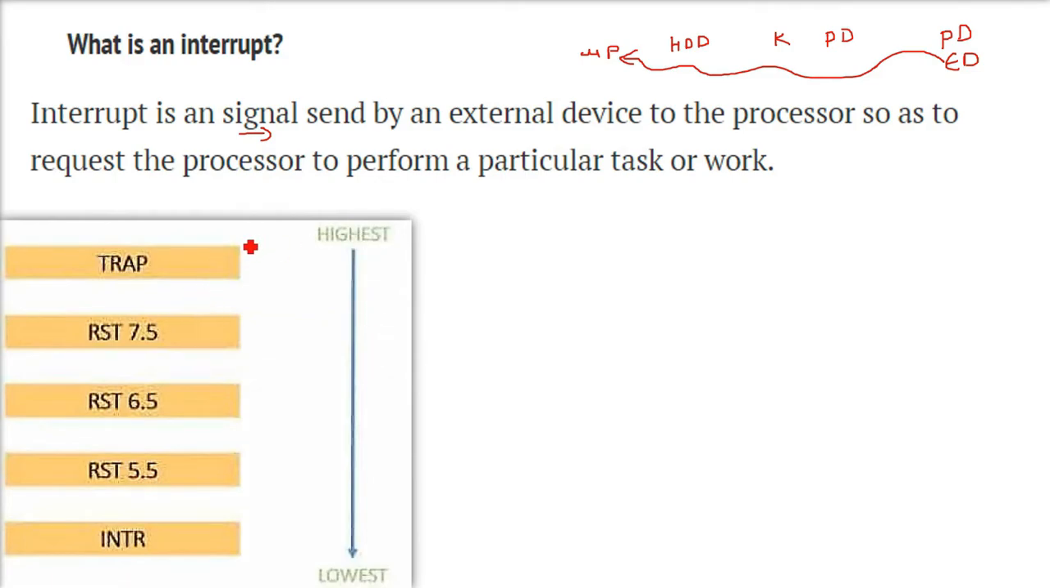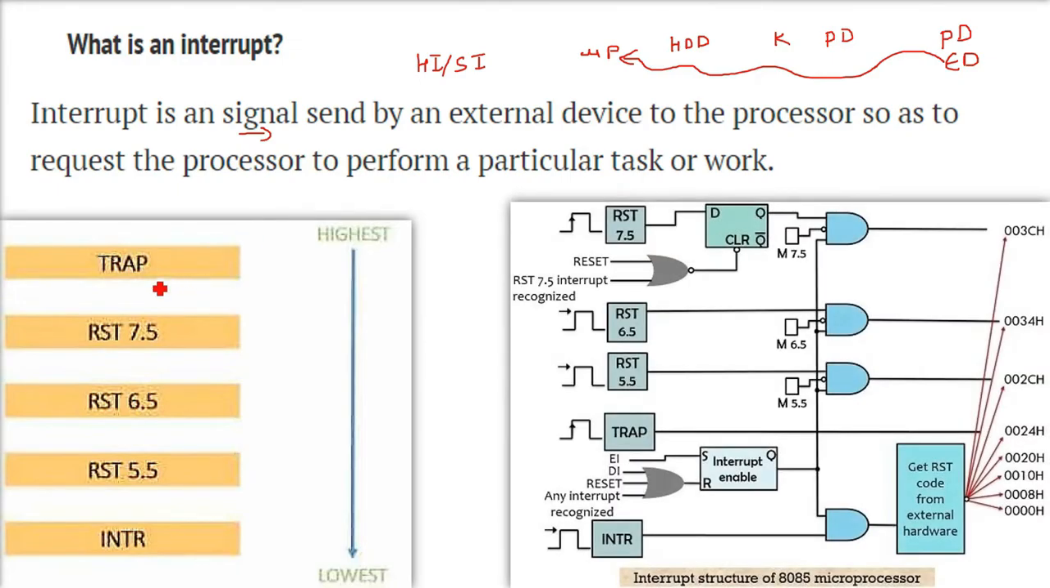So for interrupts, we have the hardware interrupt and we also have the software interrupt. The highest priority in the 8085 microprocessor is for TRAP, because if the trap has come, then the microprocessor has to stop all the activity and cater to it. That is, it is non-maskable. The others are maskable, that is, they can be delayed. So this is the whole interrupt structure of the 8085 microprocessor. We have interrupt enable like this, and we have TRAP. You can see all these, RST 7.5 till INTR.